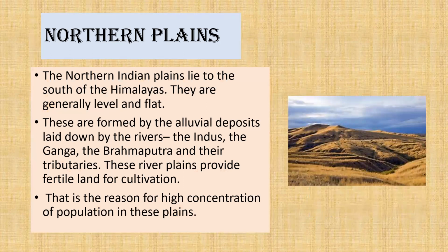Next is the northern plain. Northern plain of India, it lies to the south of the Himalayas. They are generally level and flat. These are formed by the alluvial deposits laid down by the rivers like the Indus, Ganga, and the Brahmaputra, and their tributaries also. These river plains provide fertile land for cultivation to the farmers, and that is the reason for the high concentration of population in these plains.